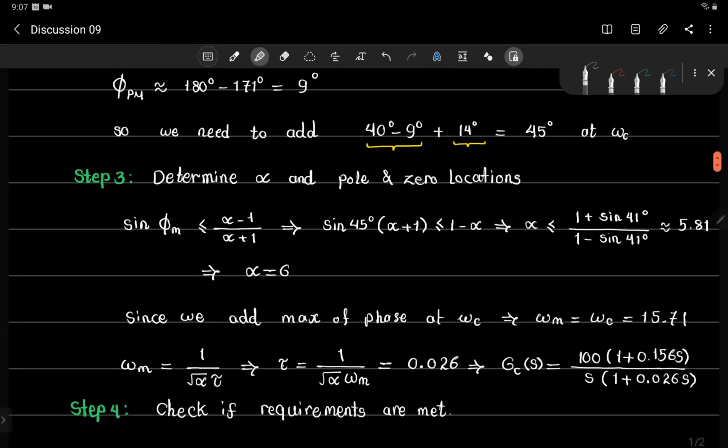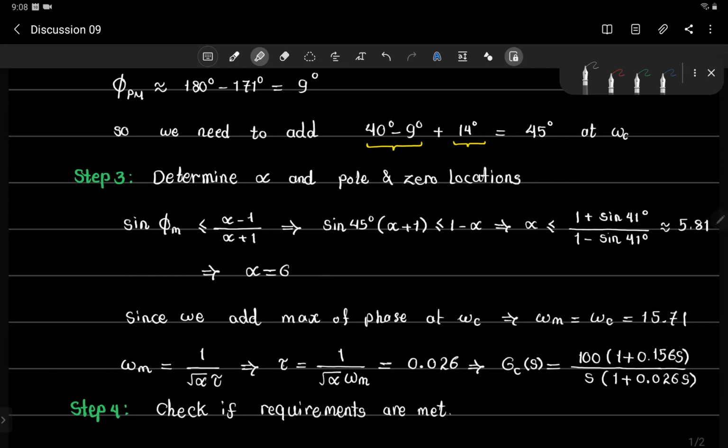Now, the rest is just basically solving for alpha, like solving for tau. We already have alpha, right? So we solve for tau. We know that the geometric mean, omega n, is equal to 1 over the square root of alpha times tau, right? And so this tells us that tau is going to be approximately 0.026.